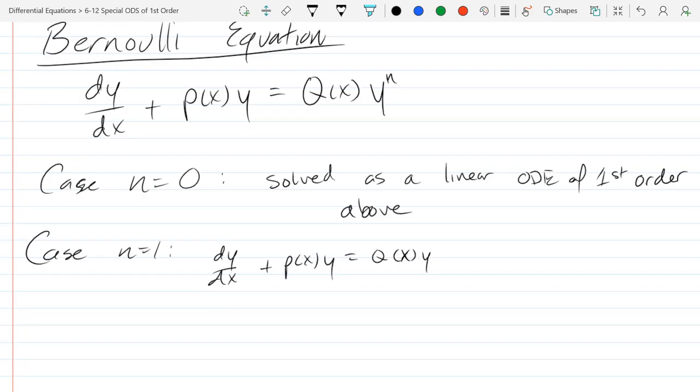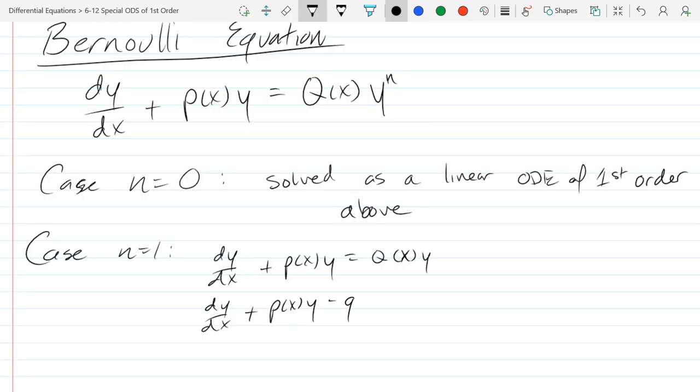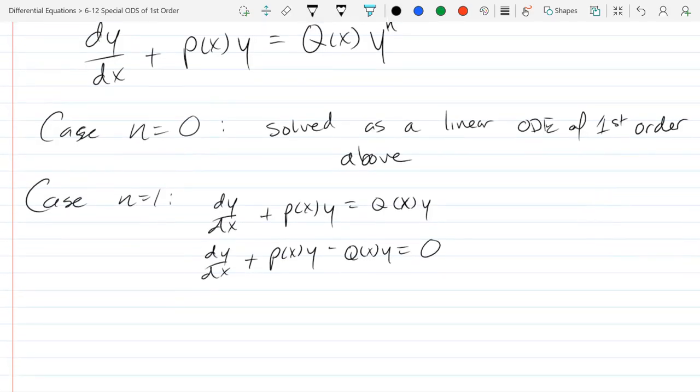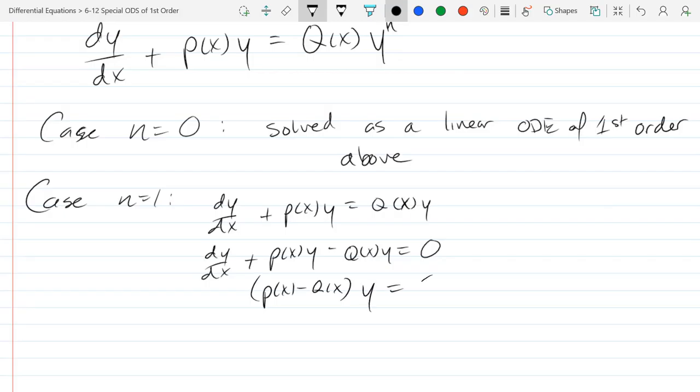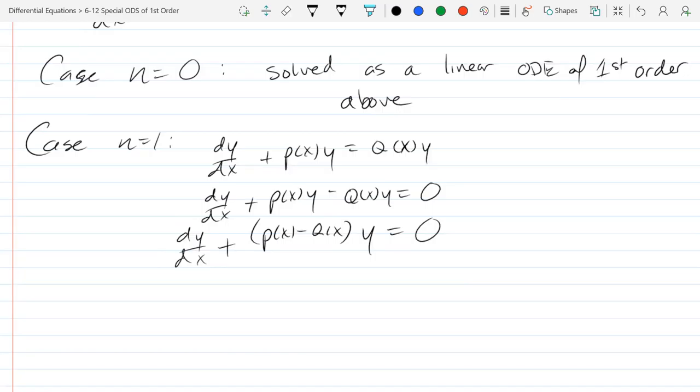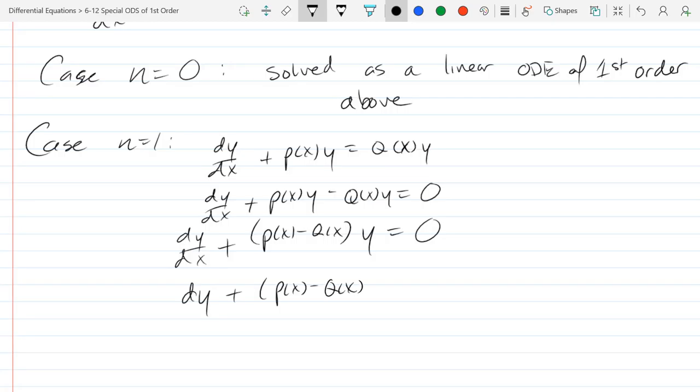Let's try a little algebra right here. So I see there's a y and a y. So let's get those two y's next to each other. So we'll subtract the right side over to the left. Now factor the y out. And let's go ahead and distribute the dx across. dy plus p(x) minus q(x) y dx.